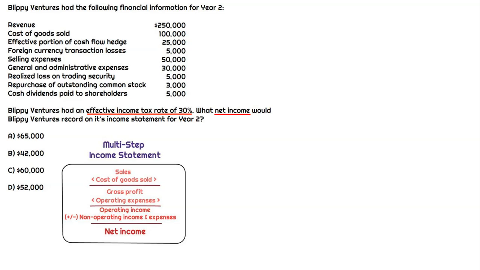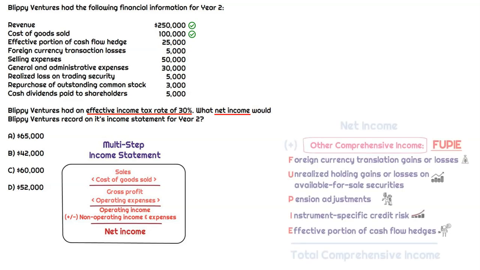So as I mentioned, we'll first go through and figure out what should be included in the calculation of net income. So on the first one, revenue definitely is included in net income. Cost of goods sold is as well. Now this next one's a bit tricky, right? The effective portion of a cash flow hedge. So for a cash flow hedge, the effective portion, that is going to be recorded in other comprehensive income. And we have our FUPI mnemonic to help us remember that, right?